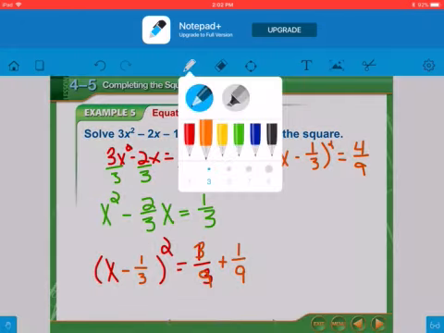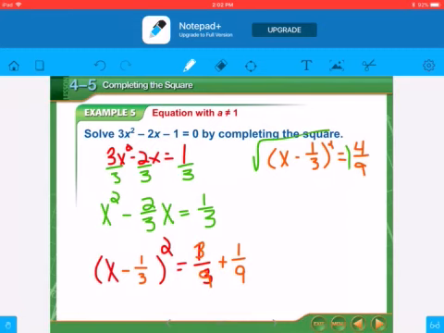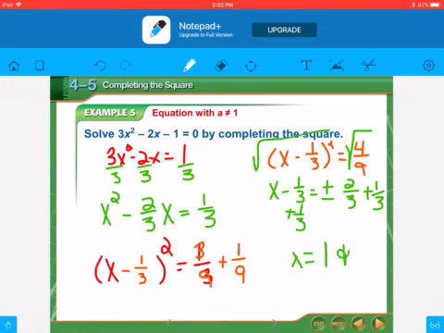Okay, and now I'm going to solve by square rooting. So I'm going to square root each side. So I get x minus 1/3 equals plus or minus, when you square root a fraction, you square root the top and square root the bottom. So that's 2/3. And then add 1/3 to each side. So I get that x equals, I've got 2/3 plus 1/3, so that's 1, and negative 2/3 plus 1/3, so negative 1/3. So my two solutions are 1 and negative 1/3.